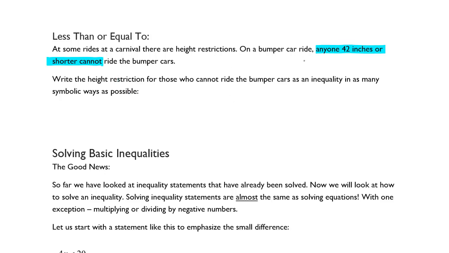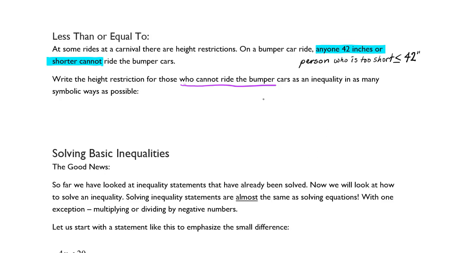So I'm going to make a statement, person who cannot ride the ride. So who is too short, and then is less than or equal to 42 inches. Now you might be thinking, why did you write it that way? Remember, we're looking for the person who is too short. So those who cannot ride the bumper cars. That means that they are shorter than or equal to 42 inches. If they go above that notch on the little height restriction measurement, that means that they can ride the ride.